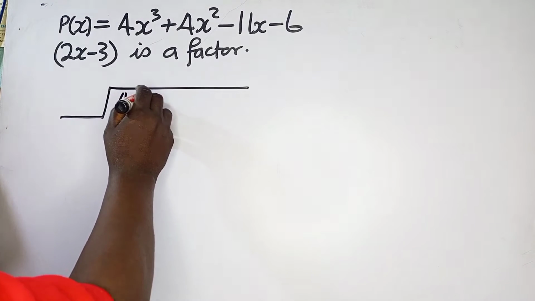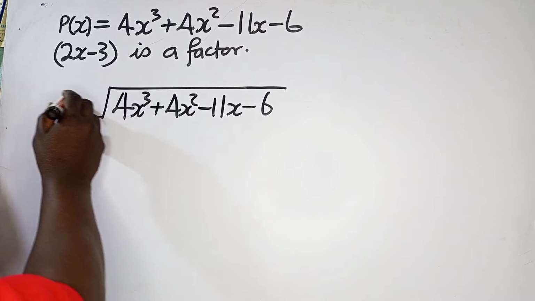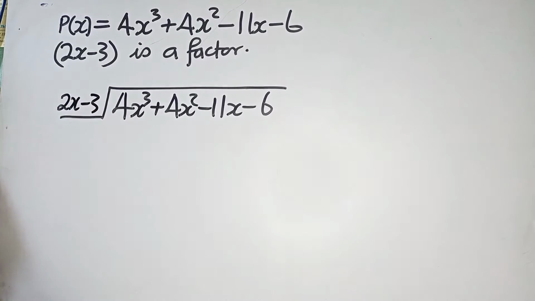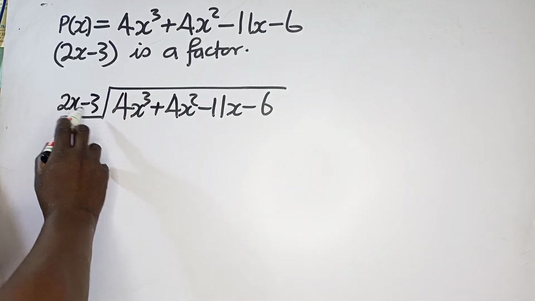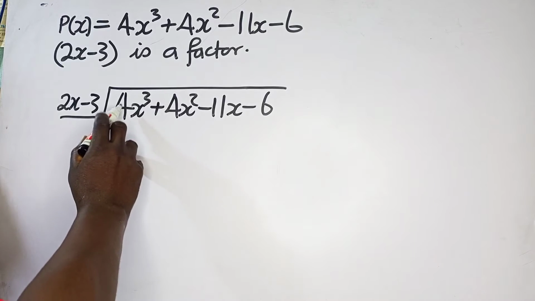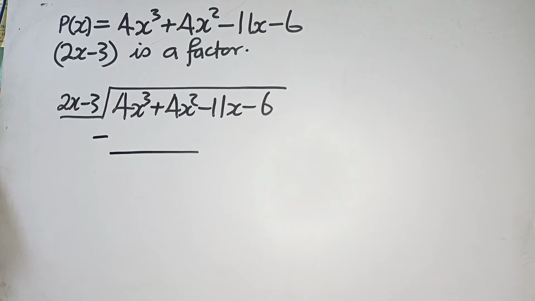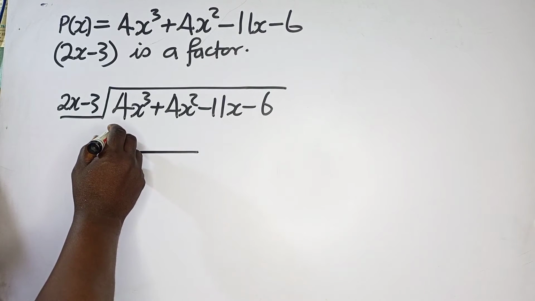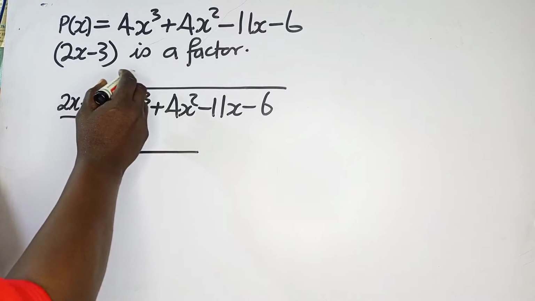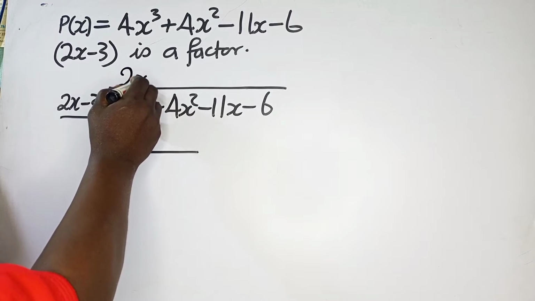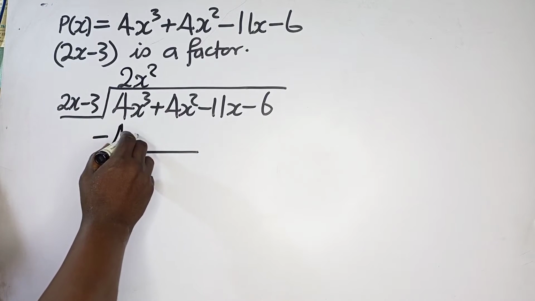We have 4x cubed plus 4x squared minus 11x minus 6 divided by 2x minus 3. What do we write up here? Whatever we write up here should be such that when we multiply back, we at least eliminate this first member 4x cubed, because we're going to do subtraction. It's the same thing that happens when we carry out Euclidean division with numbers. It should be 2x squared, so 2x squared multiplied to 2x gives us 4x cubed.